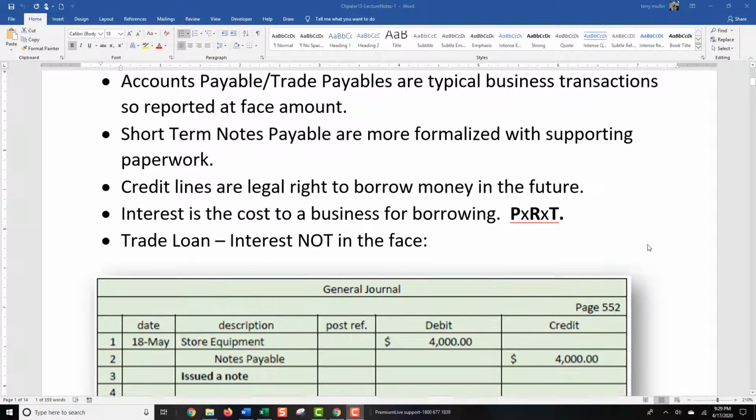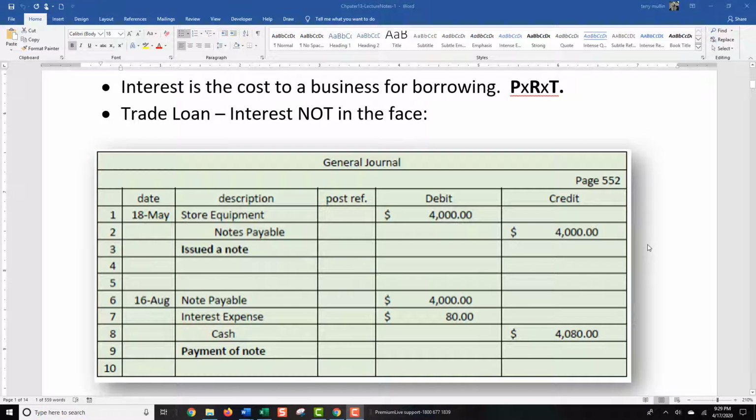All right, continuing on with Chapter 13, we're going to do trade loans. This would be if you go to a business and buy a piece of equipment, and they say, if you buy from us, we'll finance you. So they give you a great interest rate. So instead of you going to a bank, they finance you. So that's called a trade loan. And with that trade loan, then the interest is not in the face.